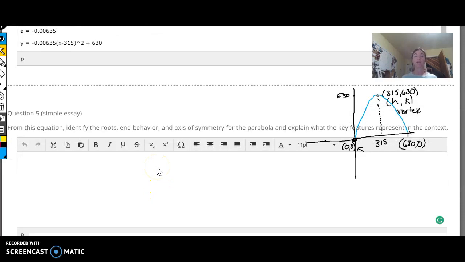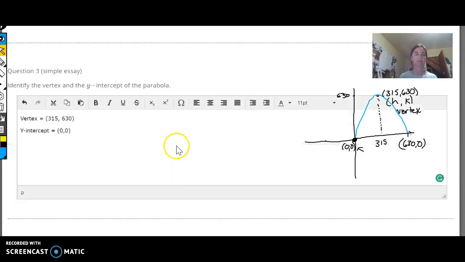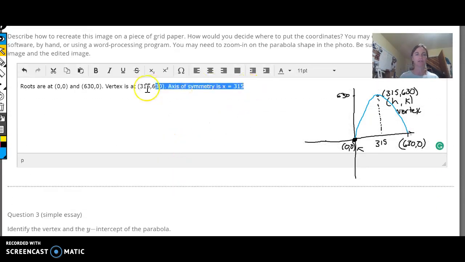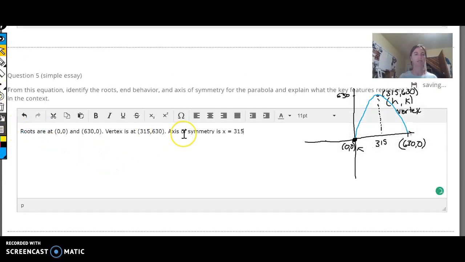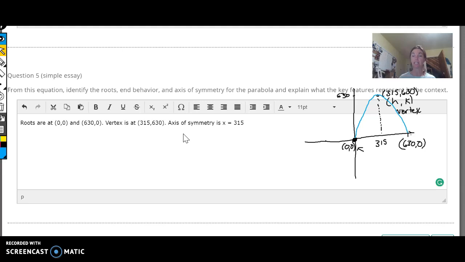So the roots, the axis of symmetry, and all of that, let's go ahead and just write it again. We did that earlier. In fact, no need to type more than we need to. Roots were at 0 and 0, 630 and 0. The vertex was at 315 and 630. And the axis of symmetry was x equals 315. And so that represents where the feet of the arch touch the ground and the highest spot of the arch.